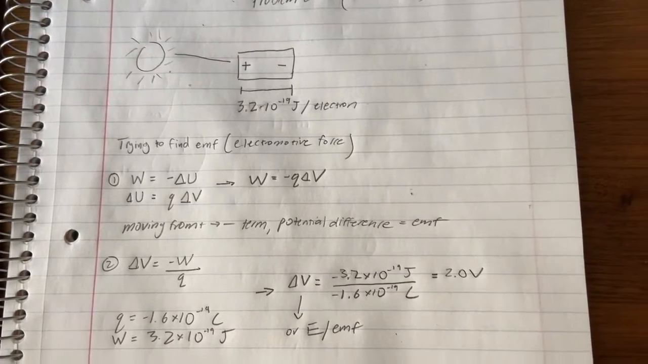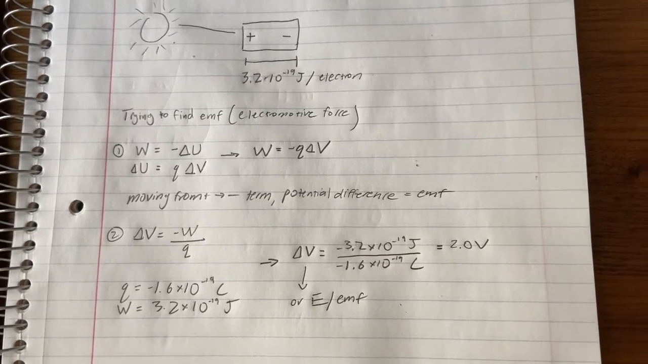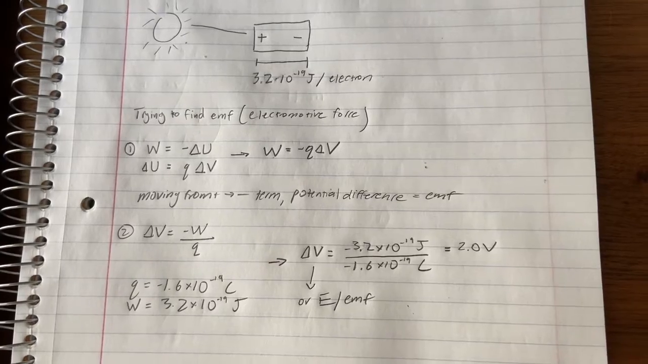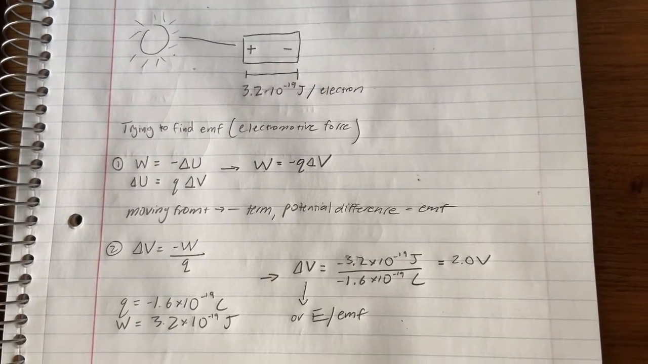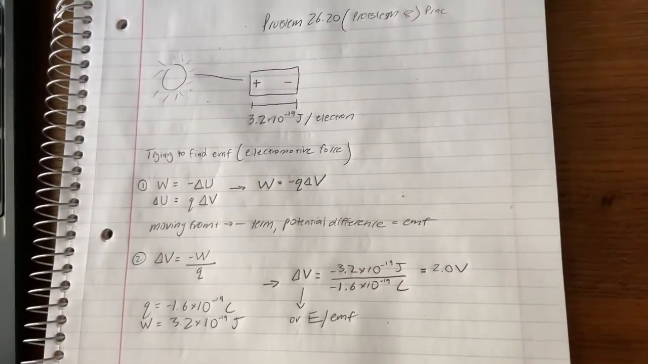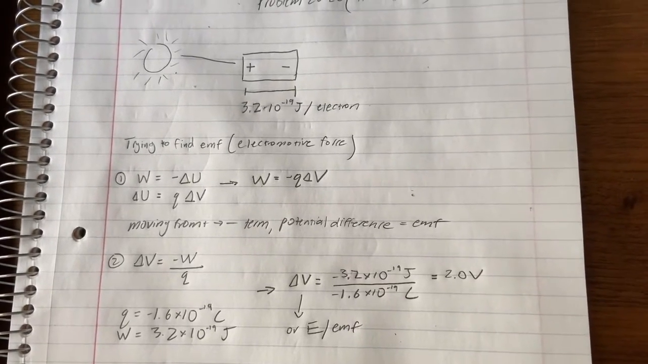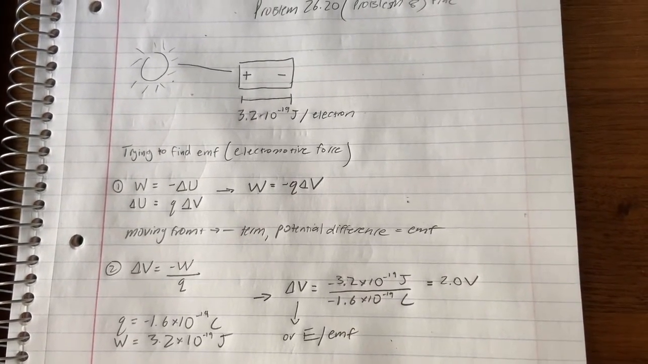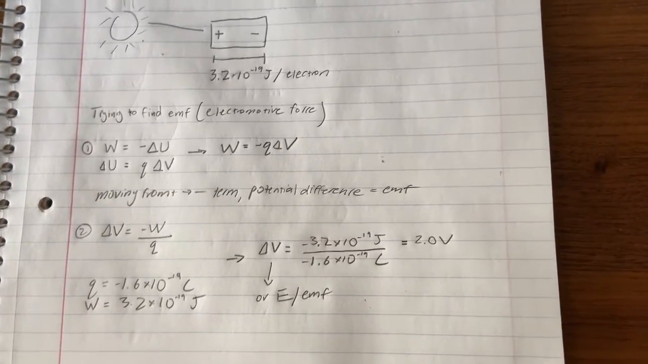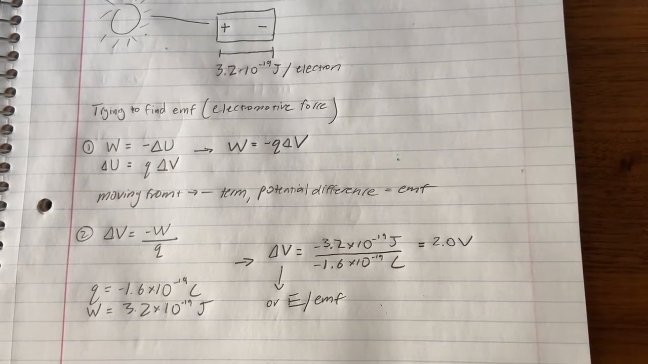So in this next step, we're going to rearrange the equation to isolate delta V, and after doing that, it's going to be equal to the negative work over the charge of the electron. And being that we were given the work, and we know that the charge of the electron is negative 1.6 times 10 to the negative 19th coulombs, we ultimately find that this EMF value is equal to 2 volts.